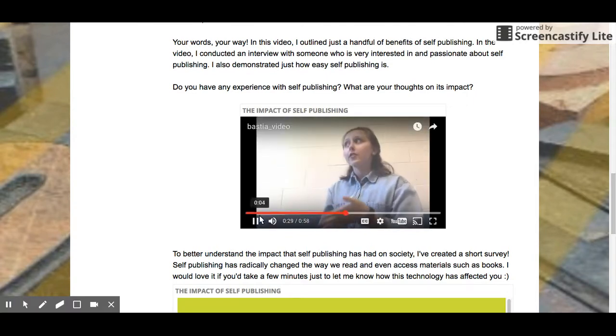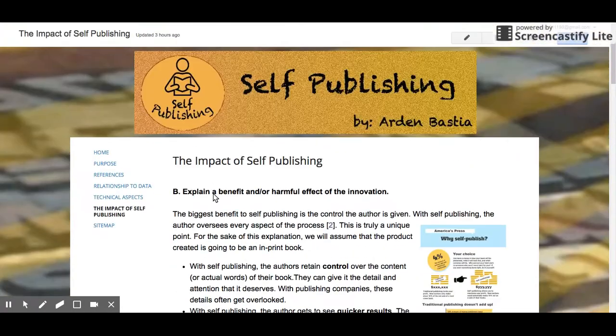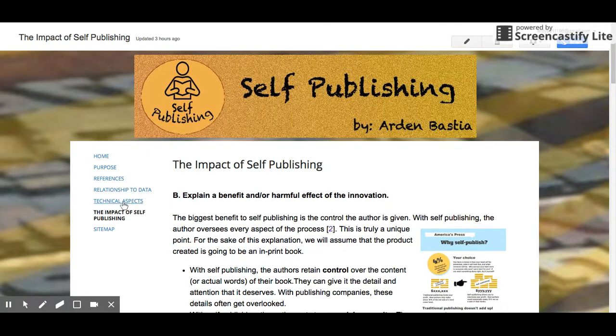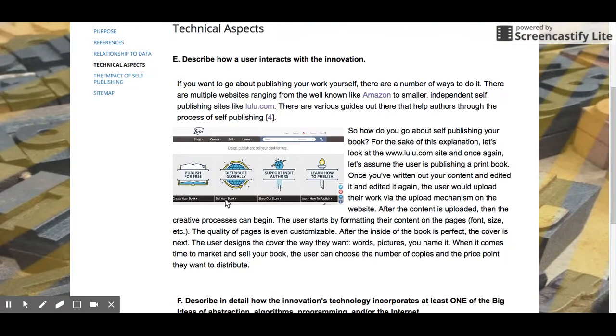And now, what are the benefits of self-publishing? The biggest benefit is complete creative freedom. So you can pick the layout, the font, the cover, and everything in between. So again, you get that complete creative freedom. So now, what are some of the technical aspects of self-publishing? So how does one use self-publishing?